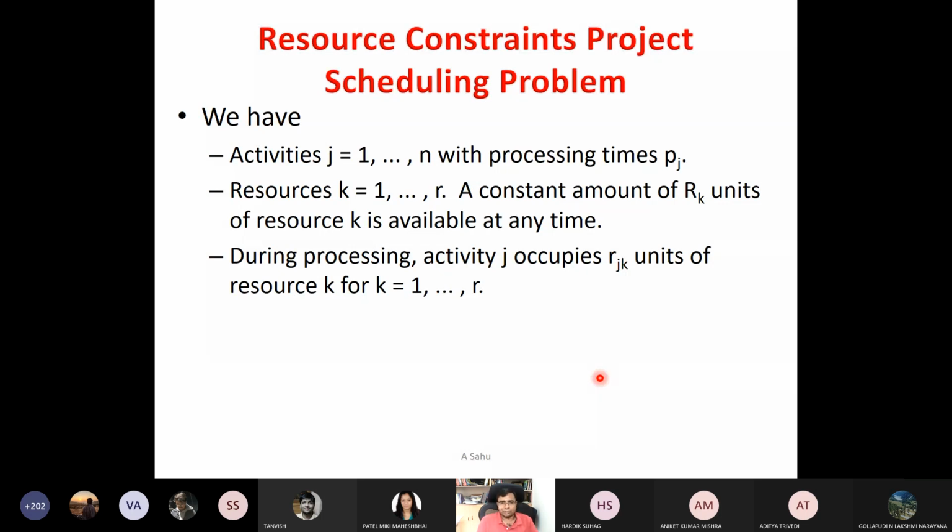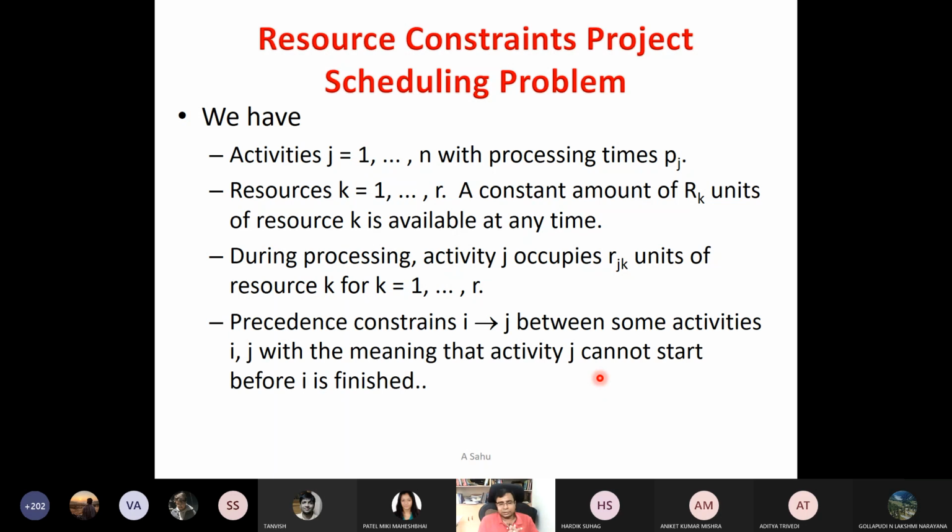It means suppose n jobs and suppose 5 processors are there. n jobs and m processors. In general, in our domain, we look at n jobs and m processors. n is generally used for the number of jobs, m for the number of processors. During processing, the activity or job j occupies rjk units of resources. That means the CPU utilization. Suppose CPU utilization is 0 to 1, then how much CPU utilization it will take. You can correlate it that way.